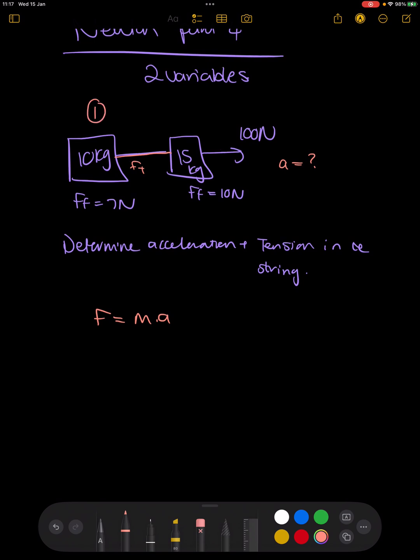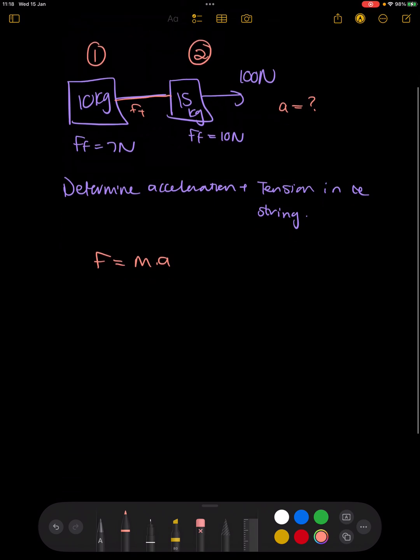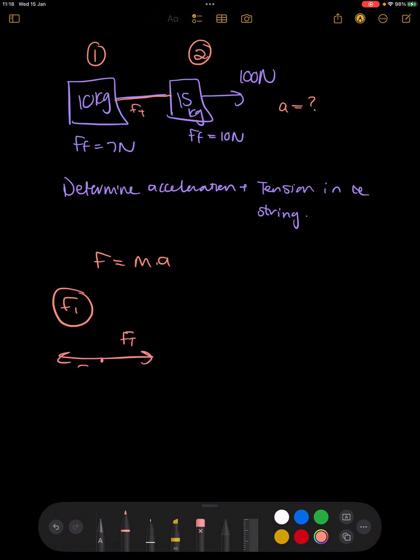So let's make this block 1 and this block 2, just so that we can go write down all of the forces that are acting on them. On the first block, we have the F tension pulling it that way, and the F friction pulling it in the opposite direction. My second block has the F applied pulling it that way, the F tension pulling it that way, and the F friction pulling it back as well. If we have a look, we'll see that my second block has 3 forces, but my first block only has 2 forces acting on it.